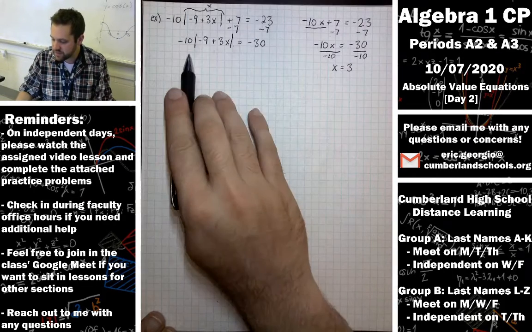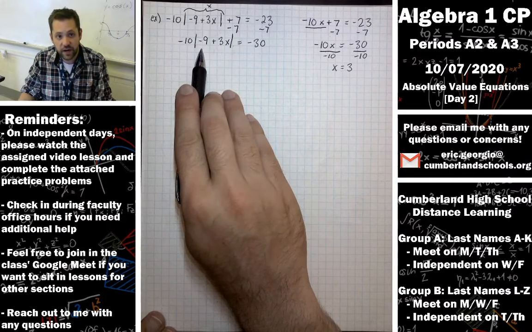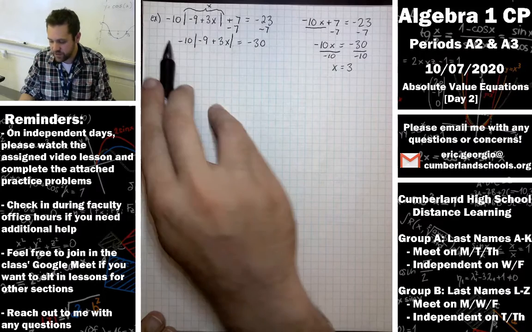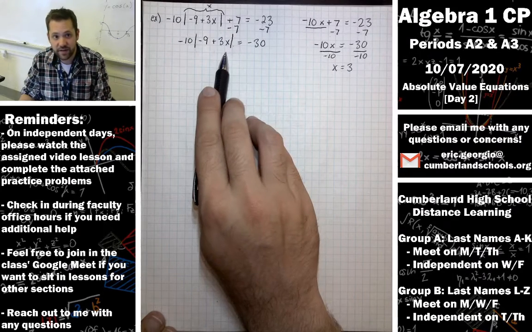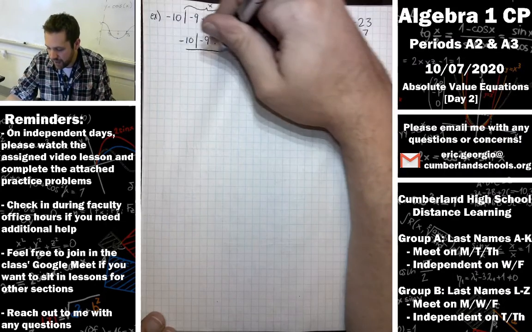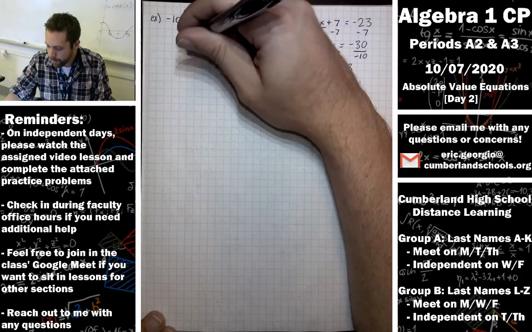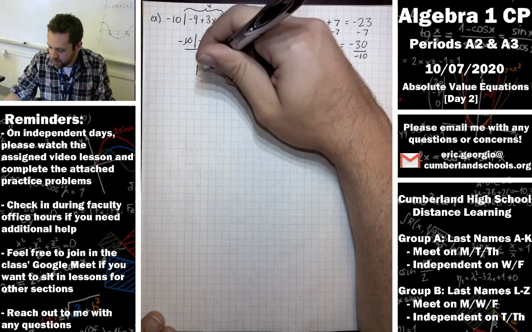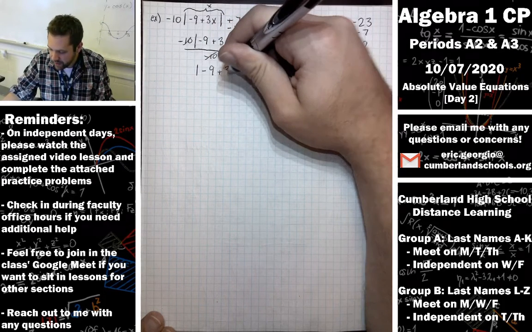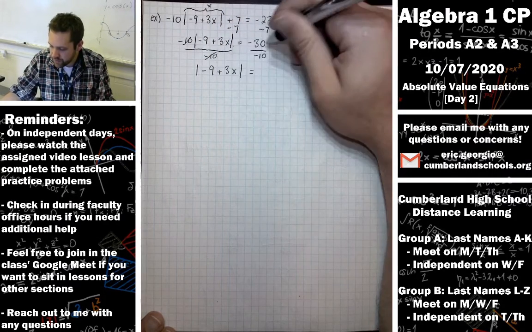Just like, see this, what's going on here? The process mirroring itself. Just as if this were a variable, we're trying to get it alone. So now I'm going to divide by negative 10. That gives me the absolute value of negative 9 plus 3x is equal to 3.